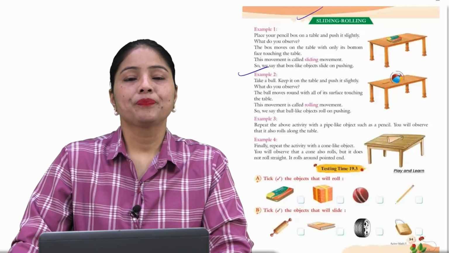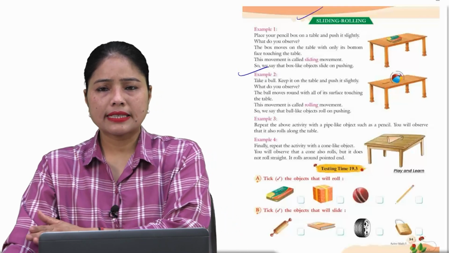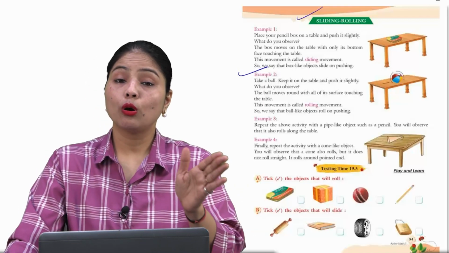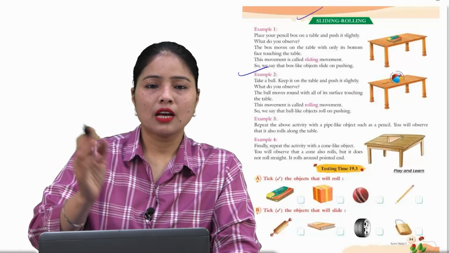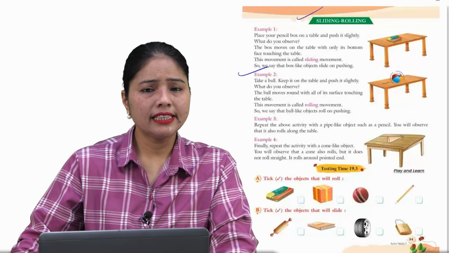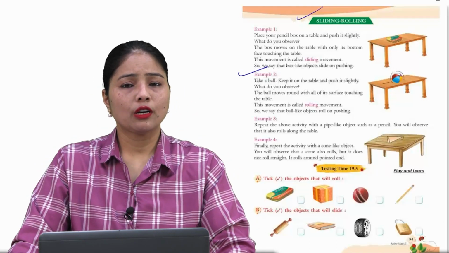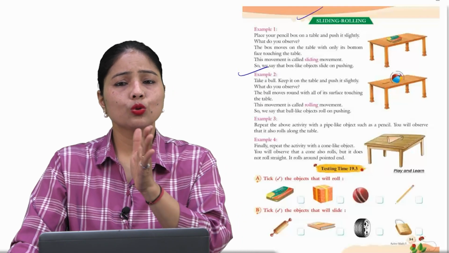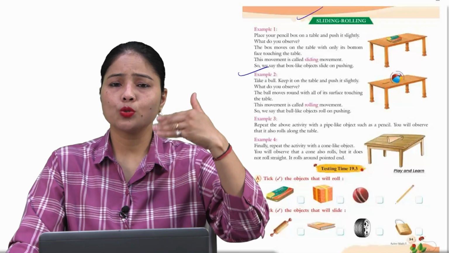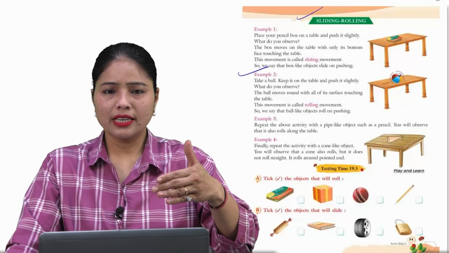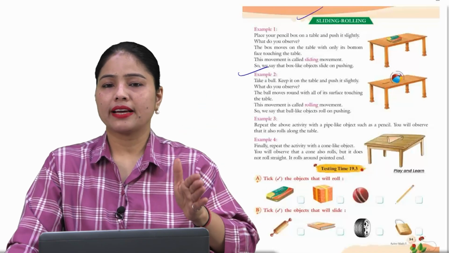Example number 3. Repeat the above activity with pipe-like objects such as pencils. You will observe that it also rolls along the table. Okay? So now example 4. Finally, repeat the activity with cone-like objects. You will observe that a cone also rolls, but it doesn't roll straight. It rolls round its pointed end. Okay, so these are just activities you do and practice.